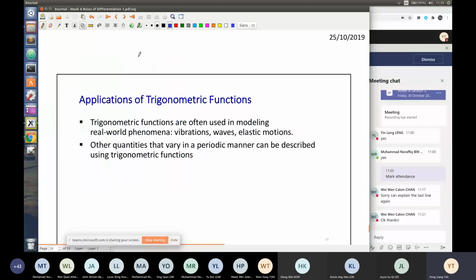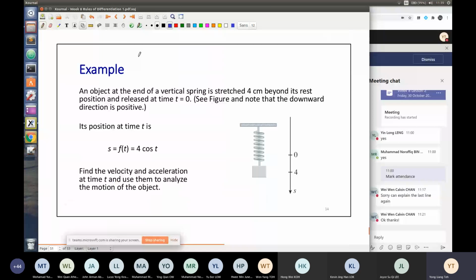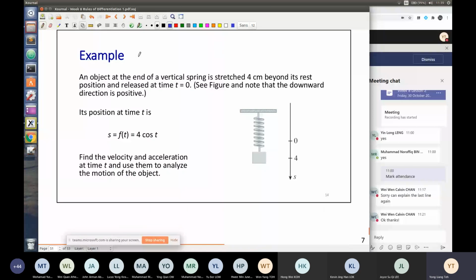So therefore, we are going to come back down to our notes here and see how we can actually use the differentiation process to analyze the velocity and acceleration of our simple trigo function for this vertical spring. As you can see, we have an object at the end of a vertical spring that is stretched 4 cm beyond its rest position.